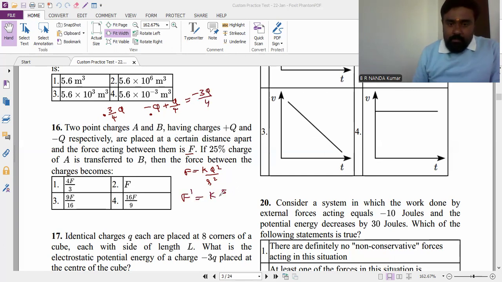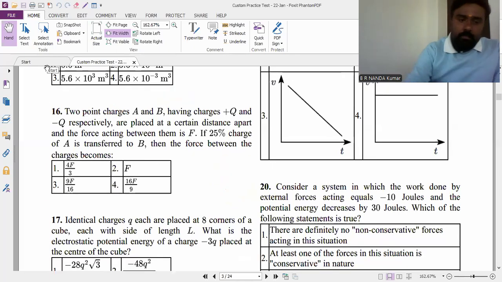So new force F dash is equal to K times the magnitude of the two charges, 3 by 4 Q and 3 by 4 Q, divided by R square. So F dash is equal to 9 by 16 K Q square by R square, which is 9 by 16 F. The third option is the right answer.